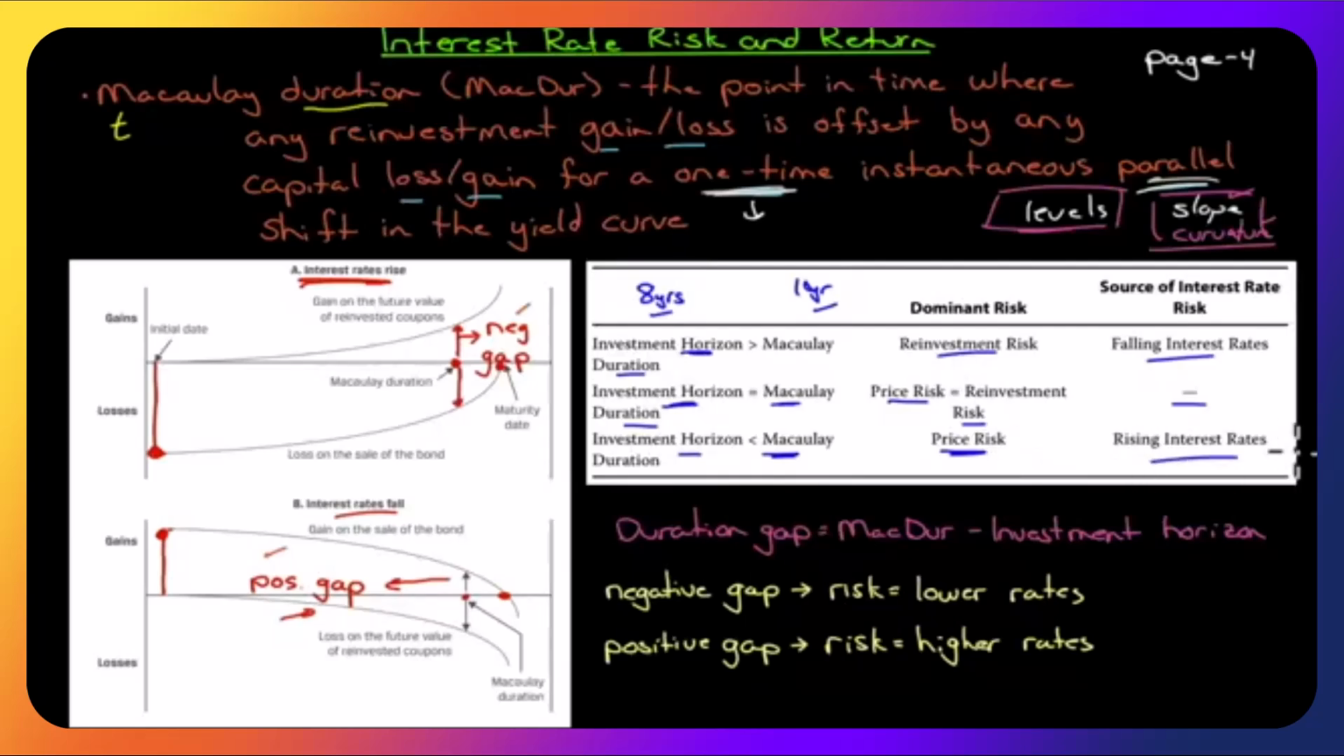So our biggest risk is rising interest rates. Yes, it's good for reinvestment, but bad for the price. And since our dominant risk is price risk, we don't want to see rising interest rates.